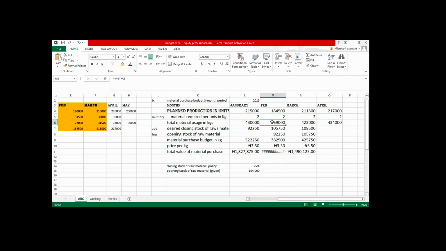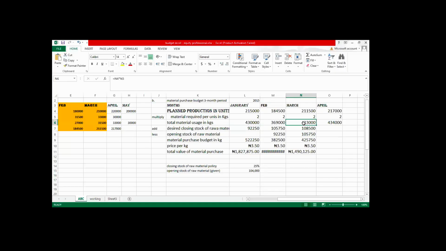For February, you are going to produce 184,500 units. And to produce one, you require 2 kg. Multiply, total kg, total material usage. 369,000.